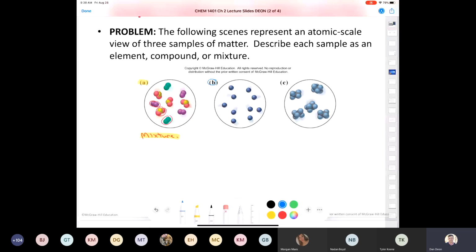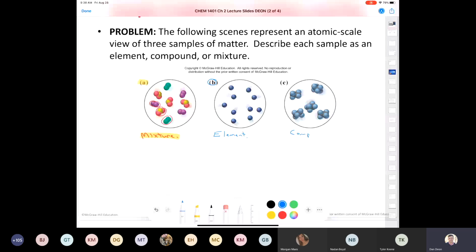If we take a look at B, what about B? Could anybody help me out with that one? Yeah, absolutely. This is just an element, right? You see we only have one type of sphere, and so this is an element. And then C is a compound, right? Because C is the combination of 2 different elements to make this compound, and you can see how they're behaving all freely, but they're all identical. So it's definitely not a mixture. And so this one is a compound.